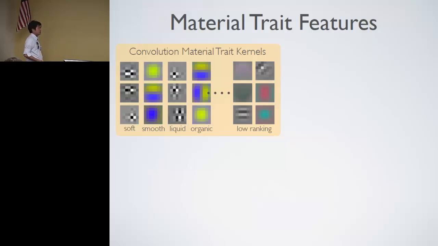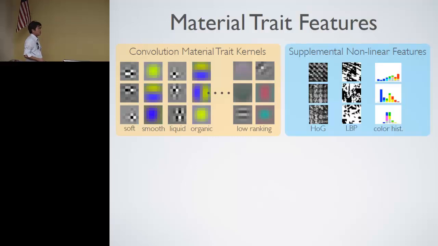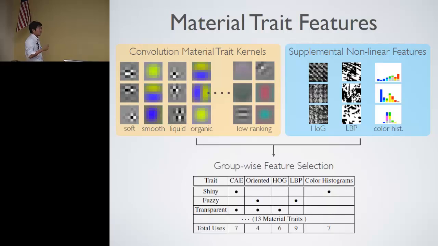Now, one caveat of these learned unsupervised features is that, because they are convolutional filters, they cannot express nonlinear operations. So we just supplement that with the usual Gabor, HOG, LBP, color histogram and so on, and then feed it into a group-wise feature selection method, which amounts to preparing a lot of classifiers with different combinations of these feature sets. In our case, we use a random decision forest and pick the one that gives the best accuracy.